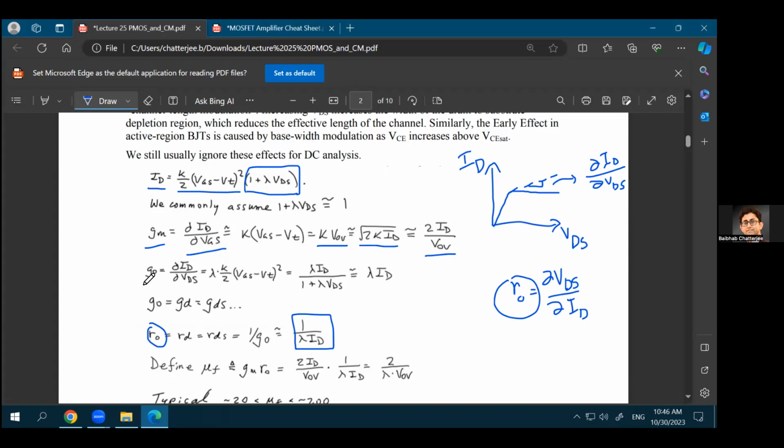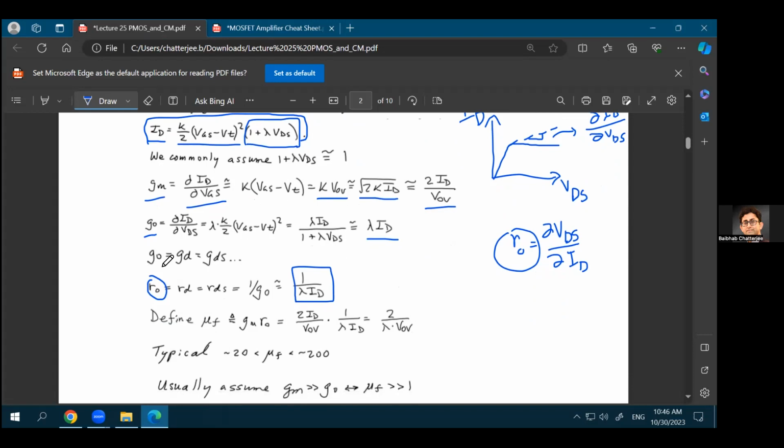On the other hand, GO, or the output conductance, is del ID over del VDS, or the derivative of your ID current with respect to VDS. And you can find that as lambda times ID just by taking this derivative of the ID equation that was given to you before. Sometimes GO is represented as GD, the drain conductance, or GDS, the drain to source conductance. All of them represent the same thing at the output.